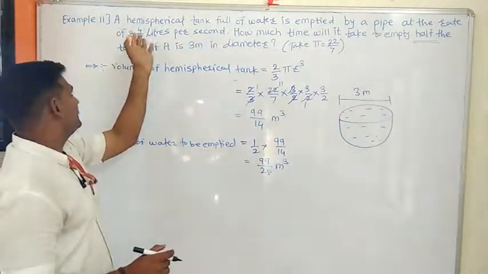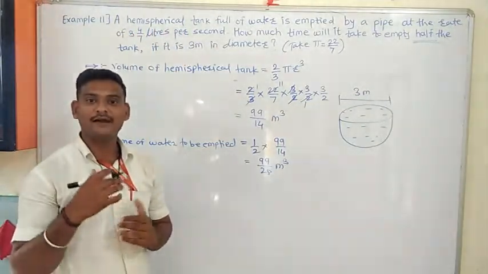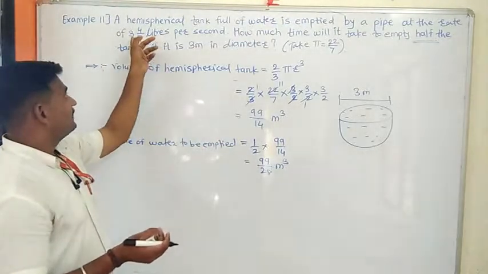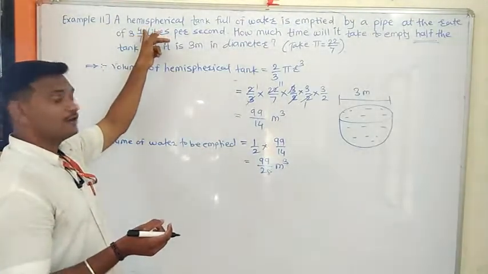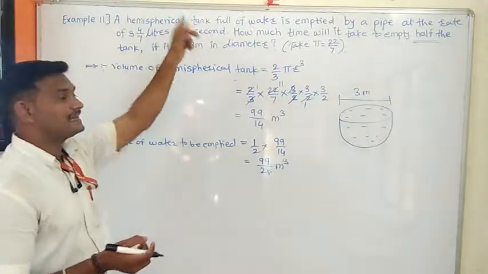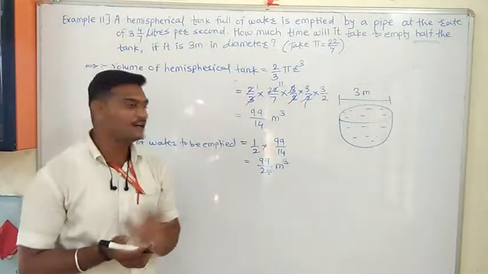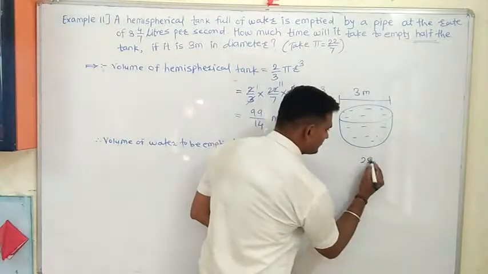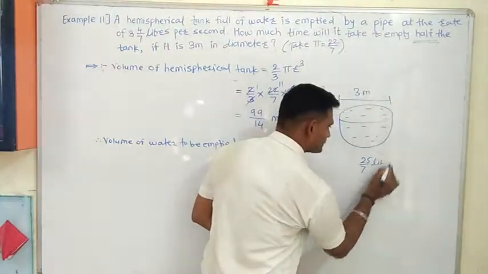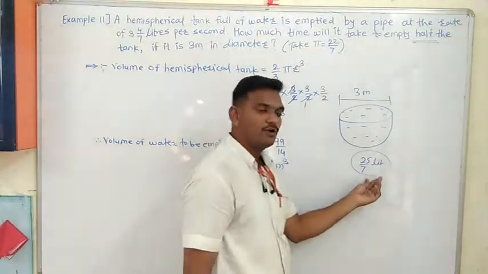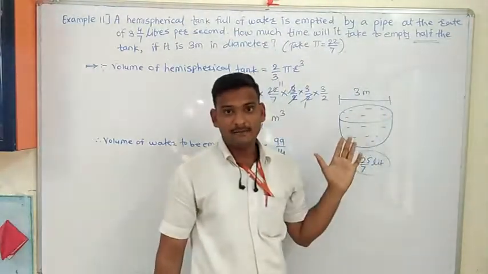Per second में कितना लीटर पानी empty कर रहा है? That is 25 by 7 into 3, 21. 21 plus 4, 25. 25 by 7 liters per second. एक सेकंड में कितना पानी जा रहा है? 25 by 7 liters. This much amount of water is emptied by that pipe.